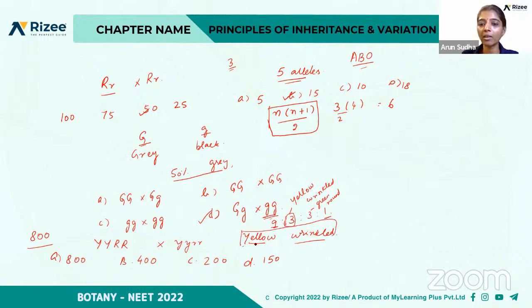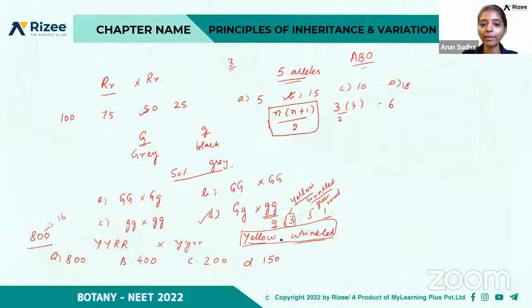They asked how many will be yellow wrinkle. So out of the 800, what will be the proportion of yellow wrinkle? 200. How will 200 come? You are saying 1/4 of the thing, right? So it is not 200. So what will be the thing? Out of 16 parts, only 3 are yellow wrinkle. So you have to calculate as per that. So if this is equivalent to 16 parts, only 3 parts of it is yellow wrinkle.